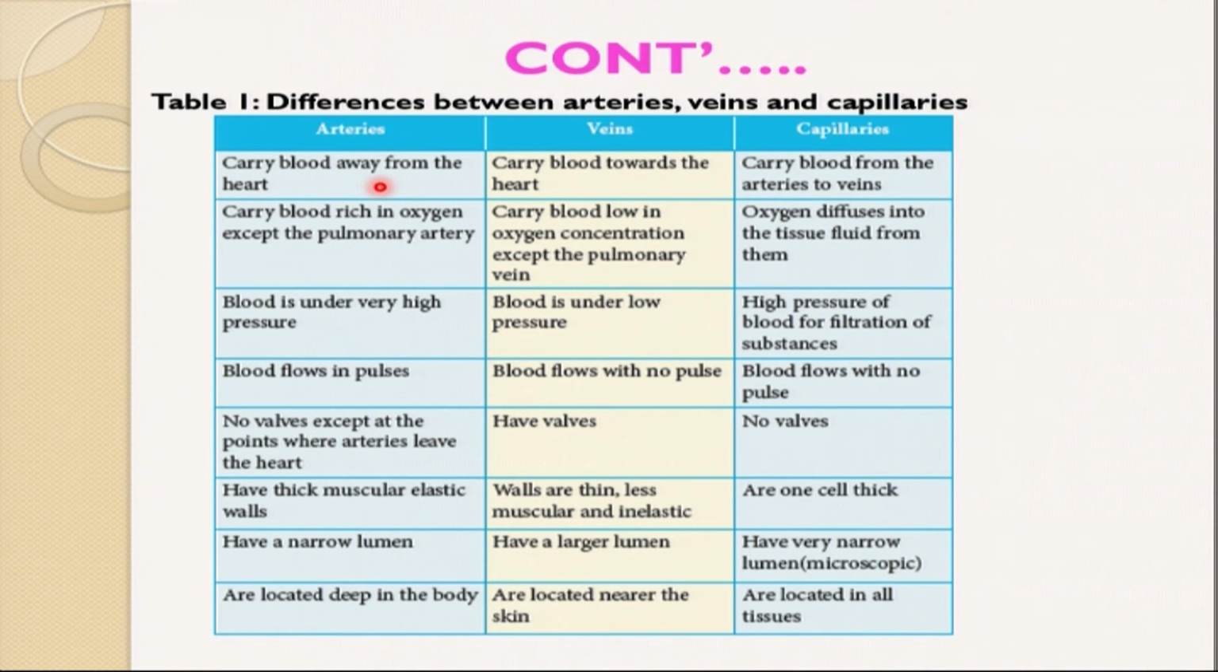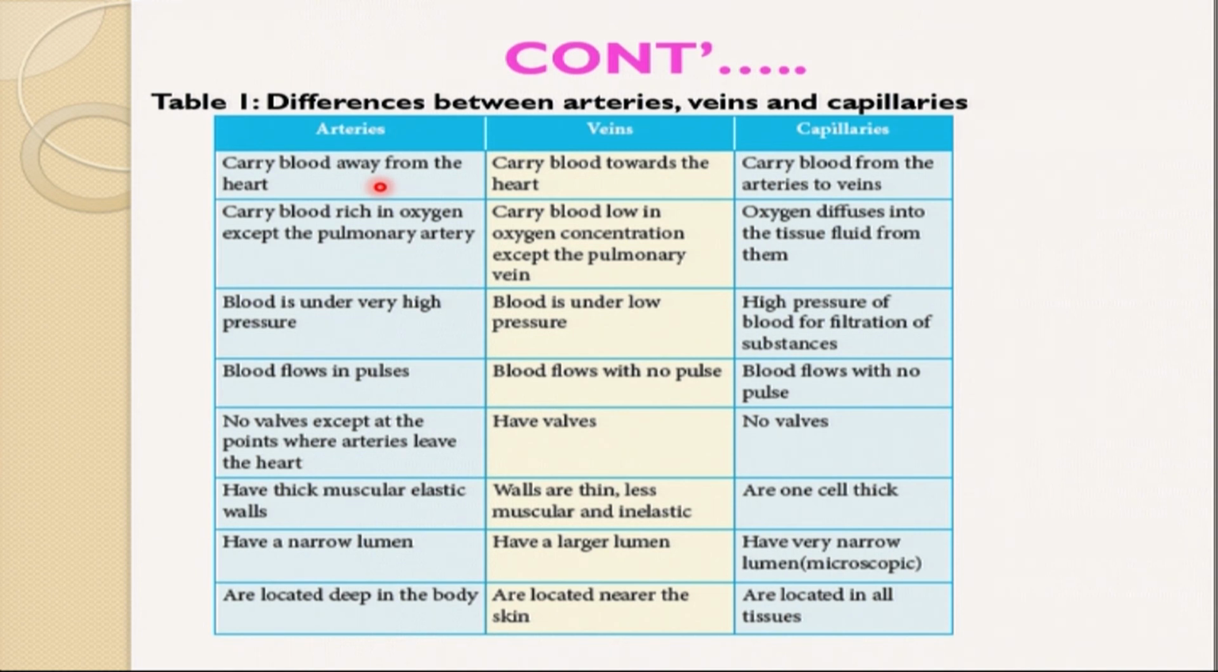In arteries, blood is under high pressure. In veins, blood is under low pressure, and in capillaries, high pressure of blood filters substances. In arteries, blood flows in pulses. In veins and capillaries, blood does not flow in pulses. There are no valves in arteries except where the blood is leaving the heart. But in veins there are valves, and no valves in capillaries.